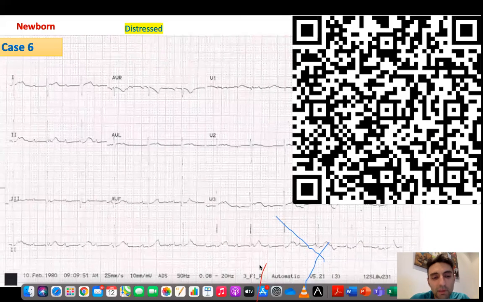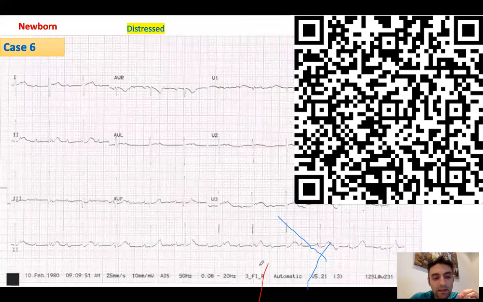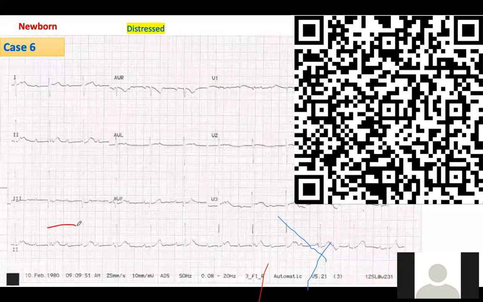So again, Mobitz 1 is fixed PR. Sorry, Mobitz 1 is gradual PR prolongation. Here, PR is all over the place. There's no pattern. In Mobitz 1 there is a dropped beat, right? Here, there are no dropped beats. Okay, so you cannot say Mobitz 1.